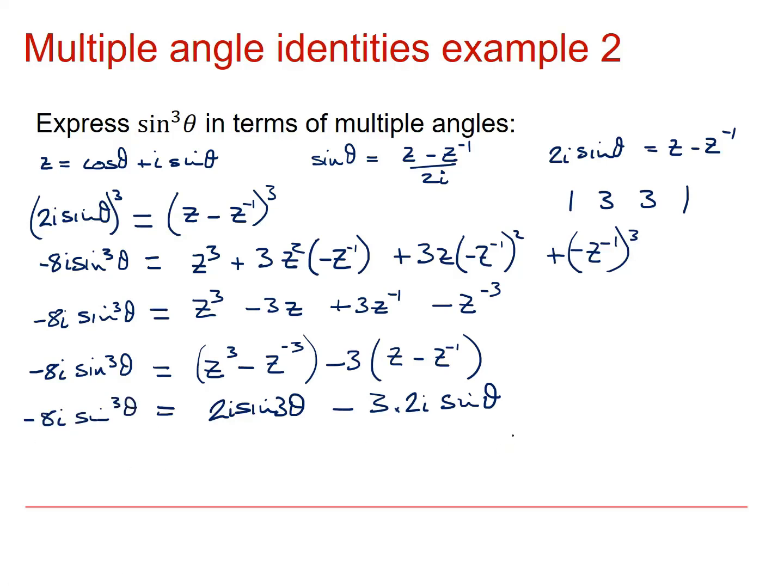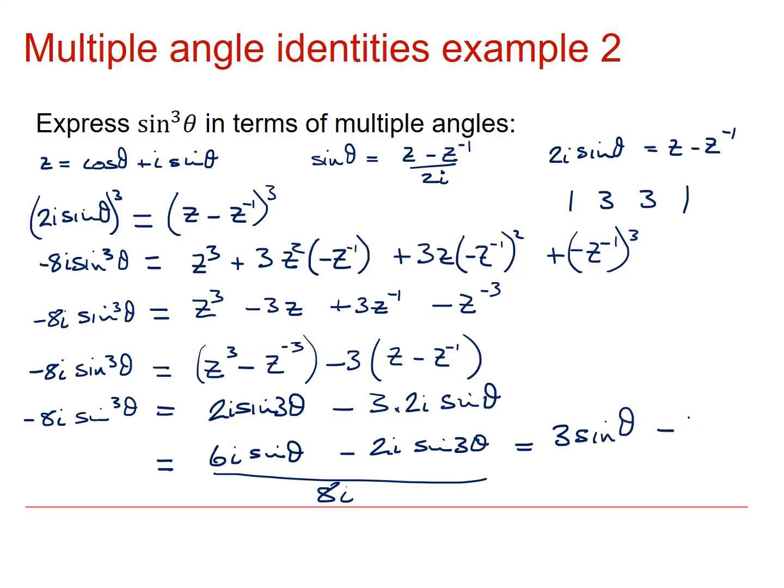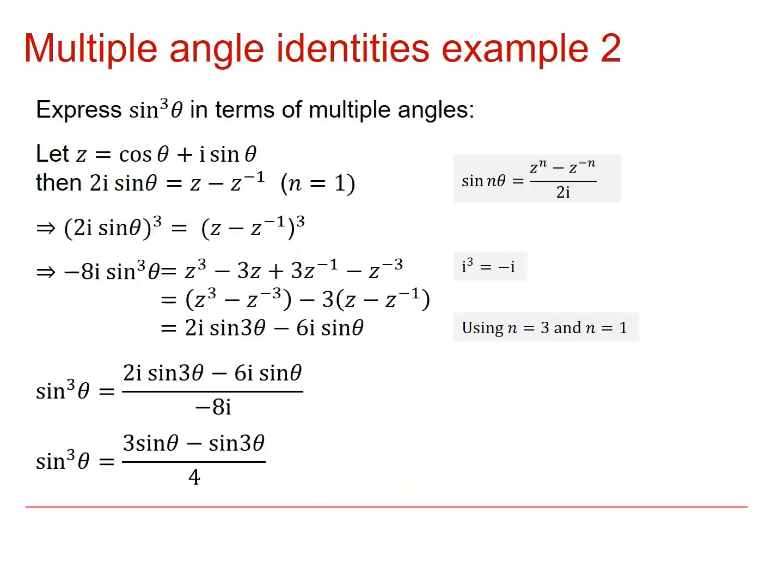So dividing through by my minus 8i, well, the minus sign is going to have the effect of reversing this, and I'm then going to have the 8i on the bottom, so I'm going to get 6i sine theta minus 2i sine 3 theta, and that's all over 8i. The i's will go, and in fact so will a factor of 2, which is just going to give me 3 sine theta minus sine 3 theta all over 4. And again, there's that tidied up for you.